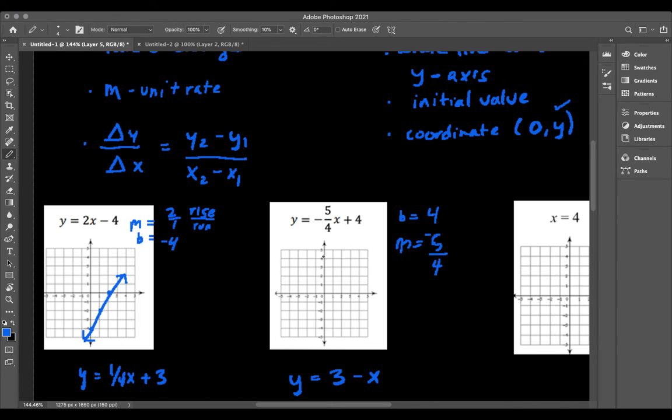Okay, so we have 4 right here. Okay, and then now we have -5 and 4. So we go down -5. 1, 2, 3, 4, 5. Okay, and then it says the run is 4. So we're gonna go 4 positive. 1, 2, 3, 4. Boom. There is the line.